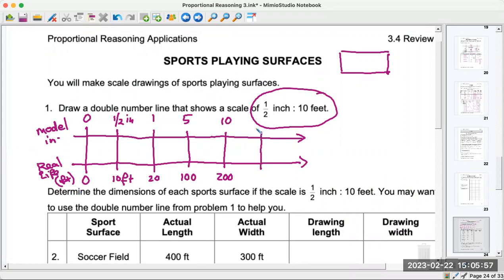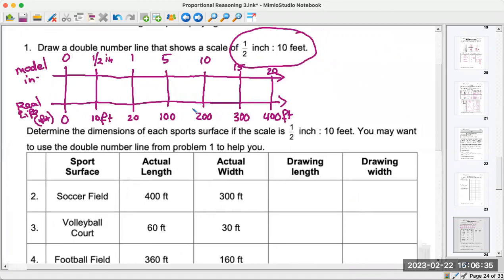15 inches on our model. I like the unit one, because 15 times 20 is, I believe, 300. Let me try that. 15 times 20. Yep, 300. Let's do one more, 20. 20 inches on your scale model would be 20 times 20, I know, 400 feet. These are all feet. Okay, so we have our ladder here, our double number line filled out.